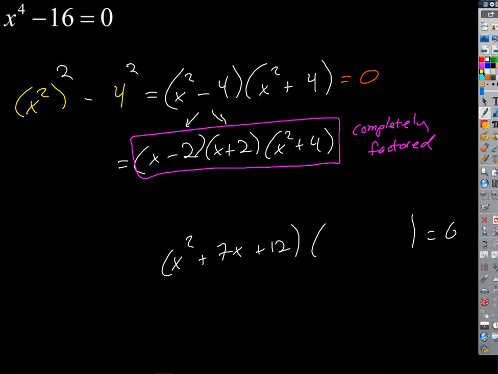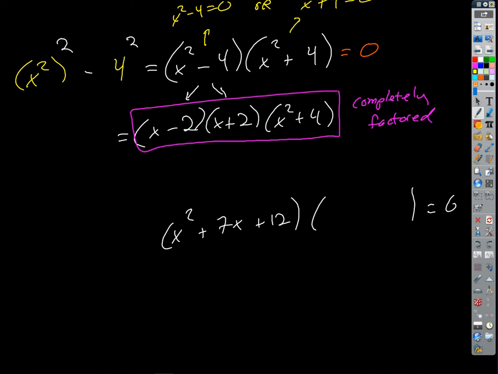So let's do that. By the 0 product property, we know that x squared minus 4 equals 0, or x squared plus 4 equals 0. Did you get that? If we solve those 2 equations, those are pretty easy to solve. Let's take this first one. Let's get rid of this.